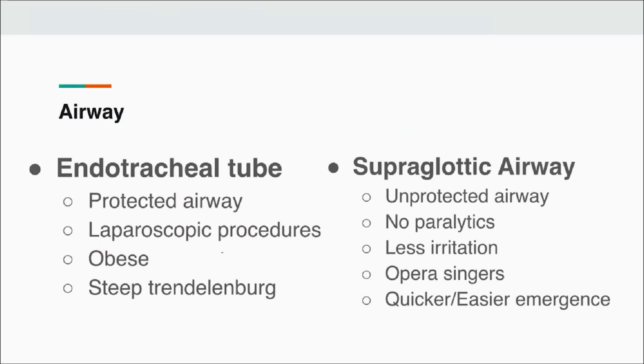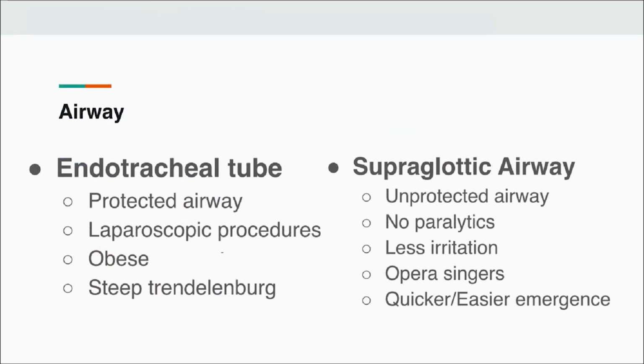There is less irritation when a supraglottic airway is used. The supraglottic airway does not go through the vocal cords, so it doesn't irritate the vocal cords and it doesn't irritate the trachea. So if you have someone that could be irritable, like a smoker or someone with an upper respiratory tract infection, they may actually do better with a supraglottic airway and less stimulation to their respiratory tract.